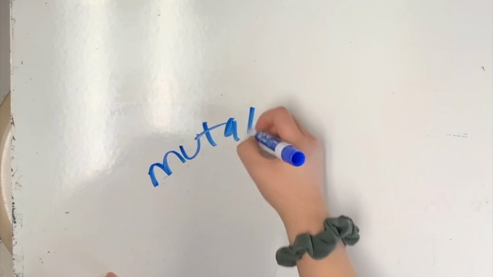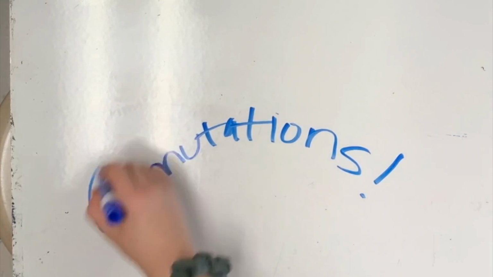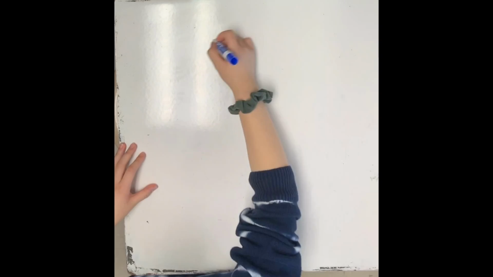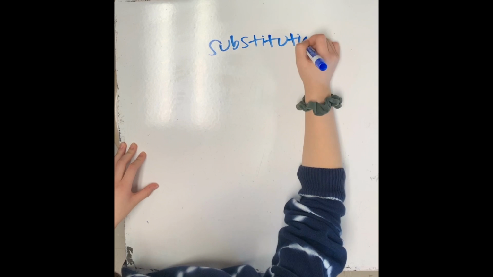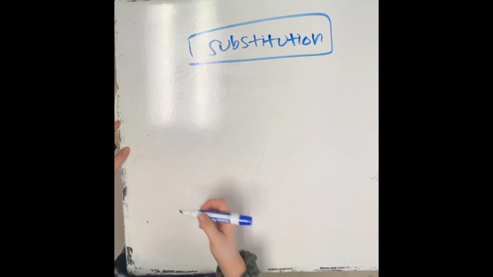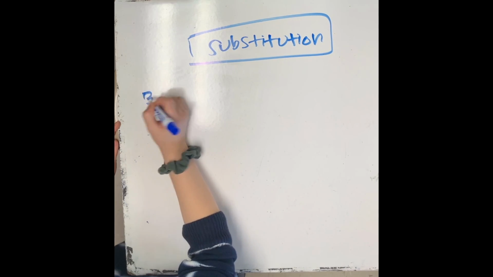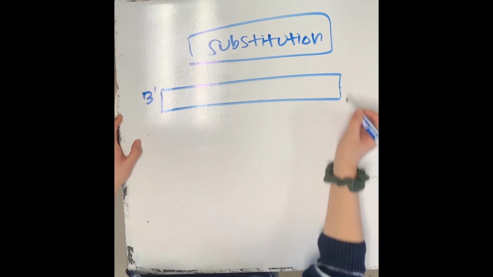Next, we are going to talk about mutations. The first type of mutation is substitution. In this instance, a nucleotide pair is substituted for another. This changes the mRNA sequence.